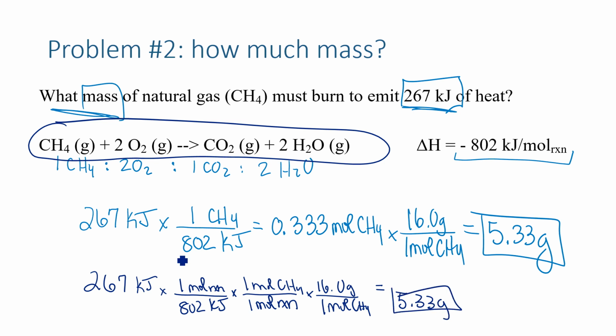This is another way of writing this out. What I did here is I took this step right here and I broke it down into 2 parts. This number is 802 kilojoules per every mole of reaction, and then 1 reaction involves 1 CH4. So you could do it either way. You could say there's 802 kilojoules per mole of CH4, or you could say there's 802 kilojoules per mole of reaction, and then 1 mole of reaction involves 1 mole of CH4. Those are 2 different ways of thinking about this type of problem.